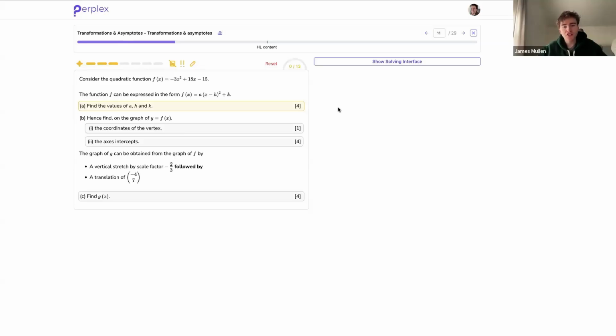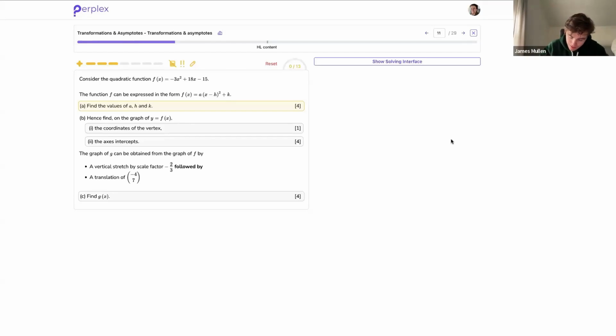So I have the quadratic function f(x) = -3x² + 18x - 15. And I know that it can be expressed in the form f(x) = a(x - h)² + k. That is the vertex form, which I can obtain by completing the square. So how do I do that? I start by considering where the axis of symmetry is.